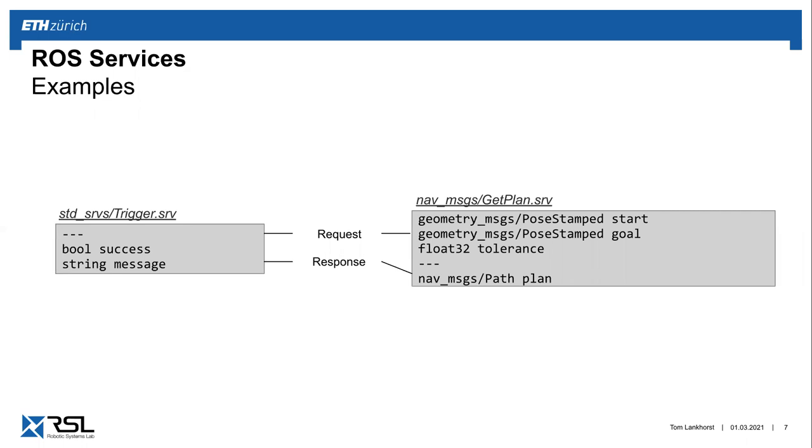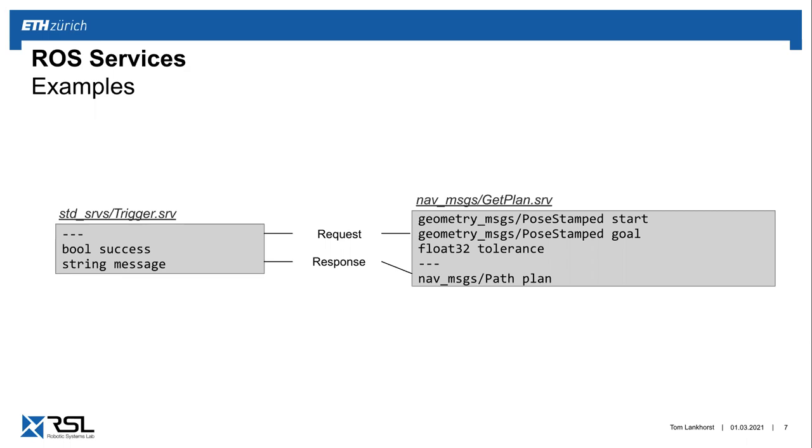A good application for such a service call is, for example, a drone that has to open its landing gear. You, as a service client, will send a service request to the drone indicating that it should make its landing gear available, and the drone will answer with some success and a message.